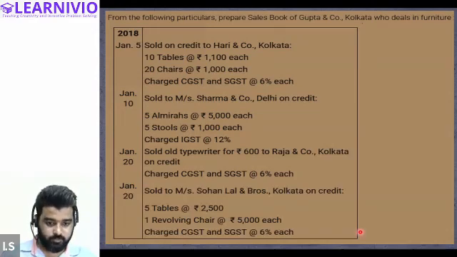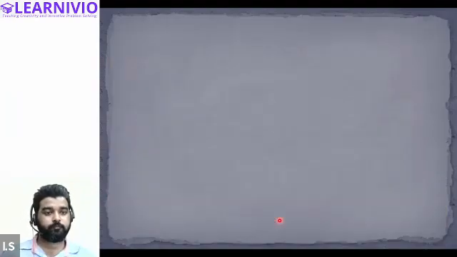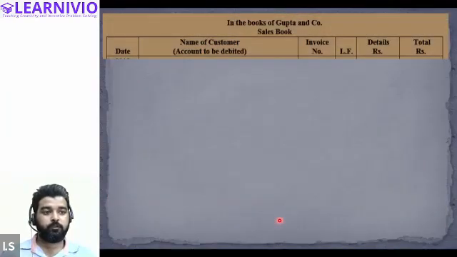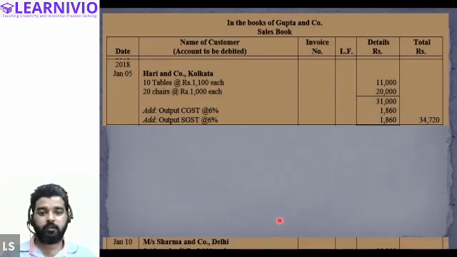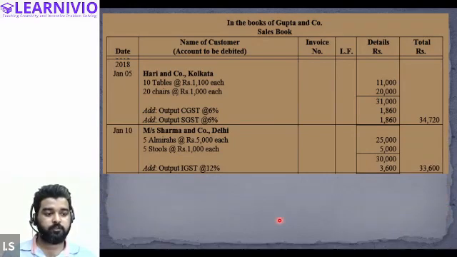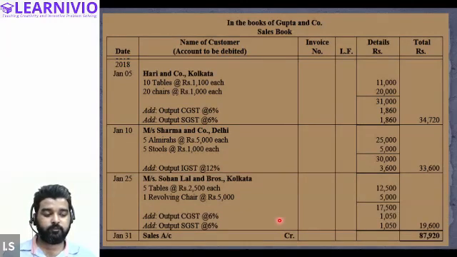Sir, yes, Samiksha. Sir, is the final 87920? Final value is 87920. Just a minute. So this is the value. Total value of first transaction is 34720. Is it? 34720. And the transaction on the 10 January is 33600. Perfect. Very good. And January 25th, 19600. Correct. So total value is 87920.